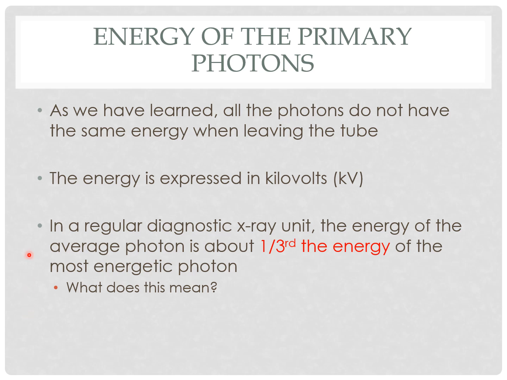Energy of the primary photons. As we have learned, all of the photons do not have the same energy when leaving the tube. The energy is expressed in kilovolts. In a regular diagnostic X-ray unit, the energy of the average photon is about 1/3 the energy of the most energetic photon. What does this mean? If you select 90 kVp on the control panel, the average energy of the beam is going to be about 30.